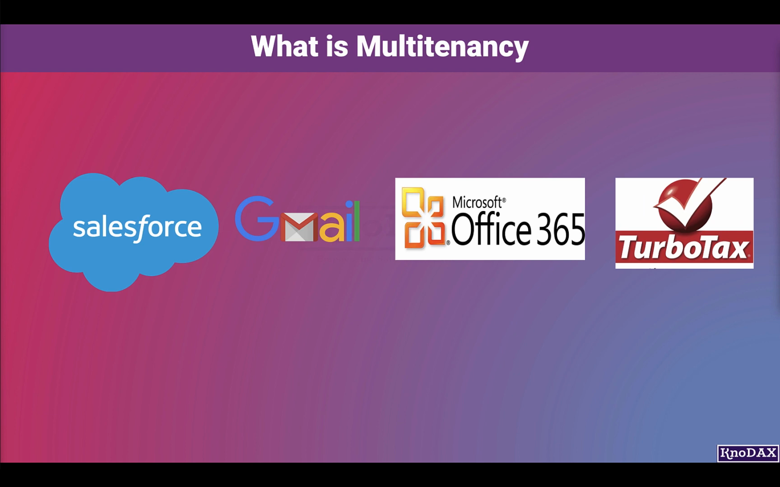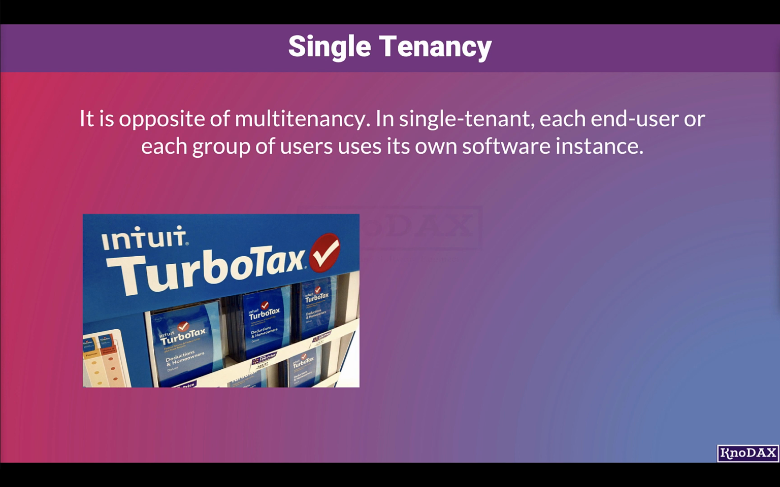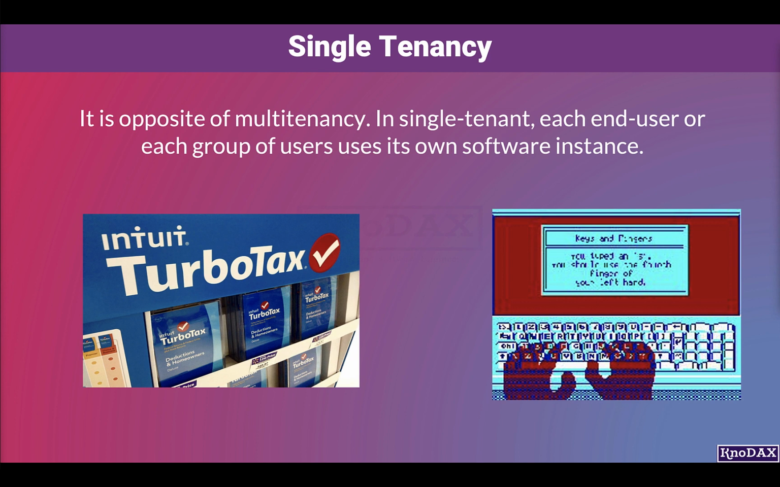We also have the term single tenancy. It is the opposite of multi-tenancy. In single tenant, each end user or each group of users uses its own software instance. There are plenty of examples. Let's take the example of tax software. For example, TurboTax has its SaaS version. They also have their old classic desktop version, which you can buy and install and use as a single user or single tenant. Let's take one more example for typing software. There are many SaaS software to practice typing, but you can also purchase a single-tenant desktop version.